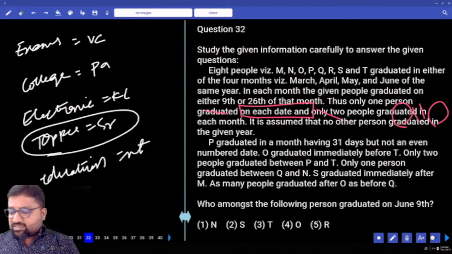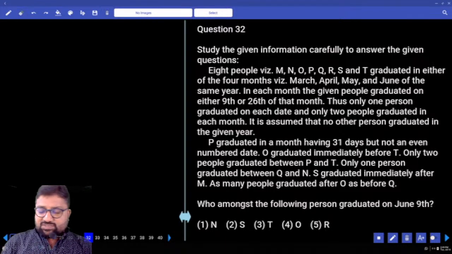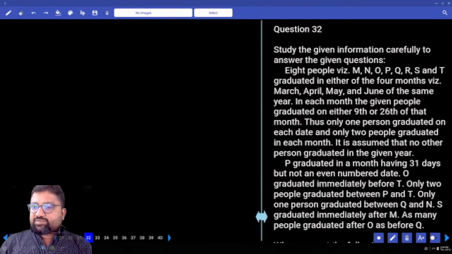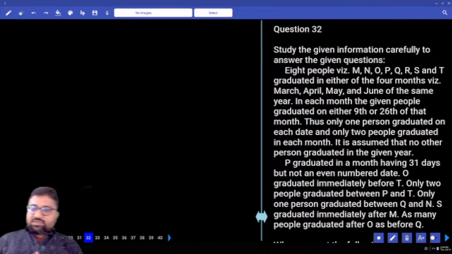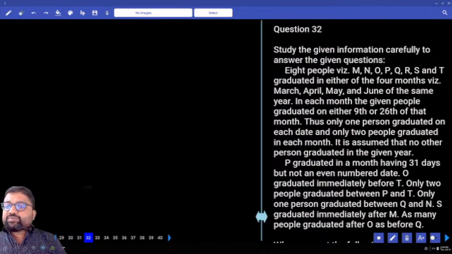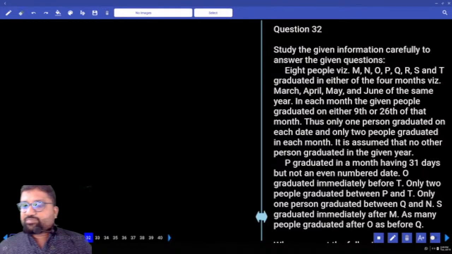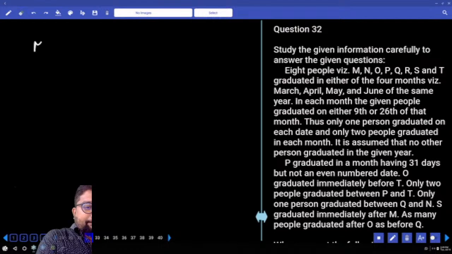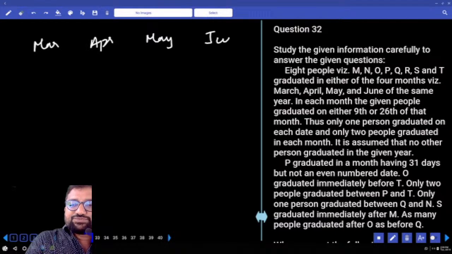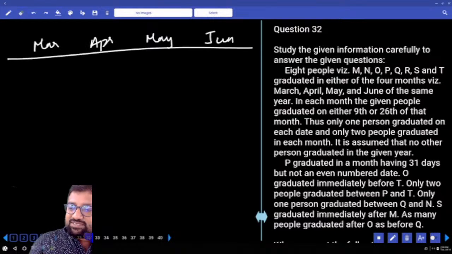directly there and there itself. Look at this question here. How many persons? 8 people. M, N, O, P, Q, R, S and T graduated in either of the 4 months. What are the 4 months? March, April, May and June. Did he give us the dates? What are the dates? 9th and 26th.